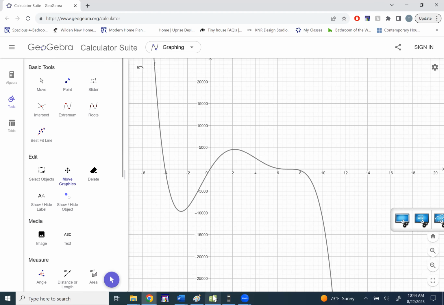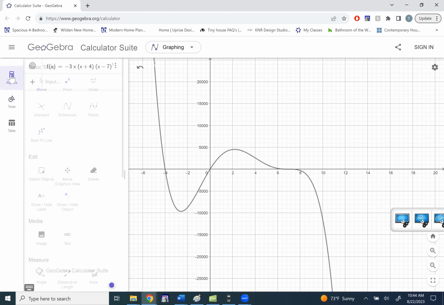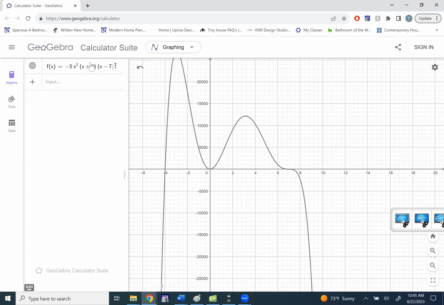Okay, what did I do wrong? Did I type this in right, you guys? Oops, I did not. There it is. This is to the second. Okay. Now we're in there.